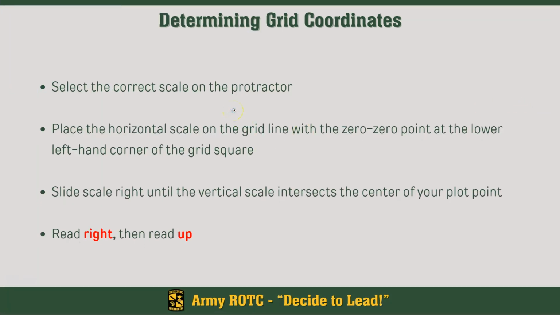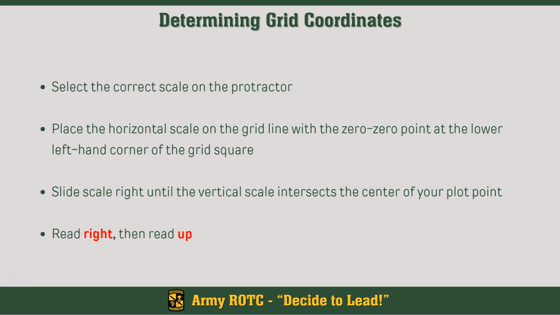Then you want to place the horizontal scale on the grid line with the 0, 0 point at the lower left-hand corner of the grid square. Lower left hand. When we start actually plotting grid points, we move that all the way over to the left, start with the 0, 0, and read to the right. Once you're there, you're going to slide that scale right until the vertical scale intersects the center of your plot point. Don't worry, I know this is hard to take in while I'm just talking it to you instead of showing you, but I'm going to show you a video that points it out.